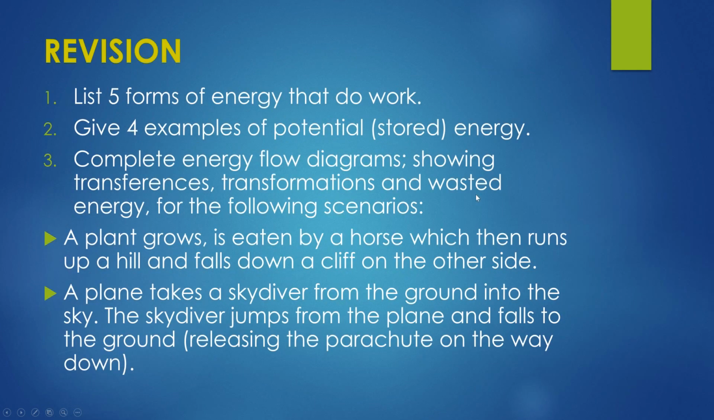Right, some revision. 5 forms of energy that do work. 4 examples of potential energy. You want flow diagrams for these 2 scenarios. A plant growing is eaten by a horse, which then runs up a hill and falls down a cliff on the other side. There's a lot to that flow diagram, isn't there? If you're somebody who likes horses, you won't like that question very much. I put that question in there because one of my students was obsessed with horses, and I did it just to annoy them. A plane takes a skydiver from the ground into the sky. Skydiver jumps from a plane and falls to the ground, releasing the parachute on the way down. Okay, that's interesting. How's that going to make a difference?